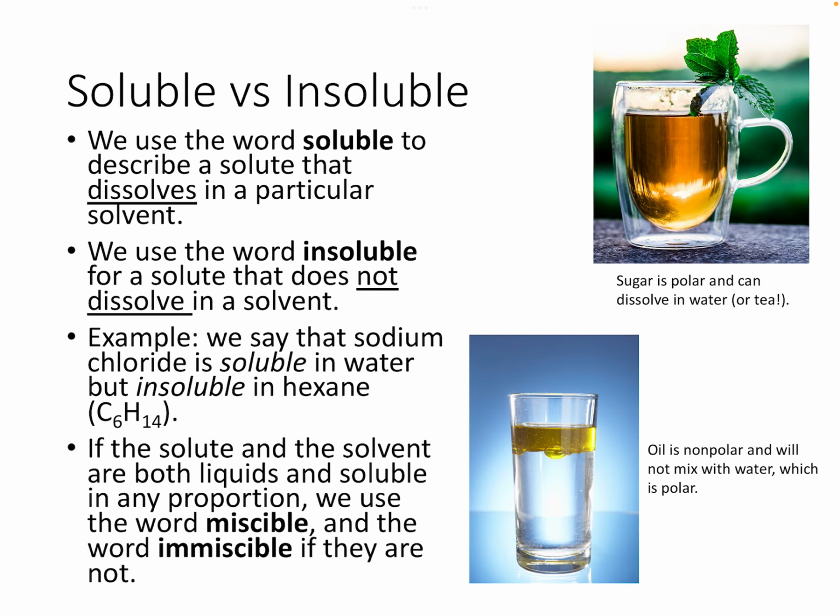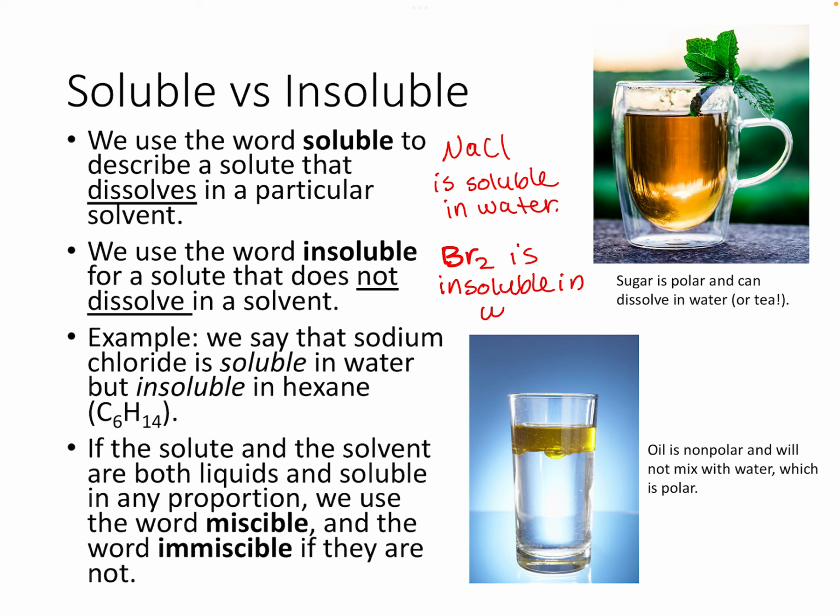Now that brings us to a couple of terms that we might use throughout this chapter, soluble versus insoluble. So we use the word soluble to describe a solute that dissolves in a particular solvent. So for example, we said earlier that sodium chloride dissolves in water. So we would say that NaCl is soluble in water. And then we use the word insoluble for a solute that does not dissolve in a solvent. So we said earlier that Br2 does not dissolve in water. So Br2 is insoluble in water.